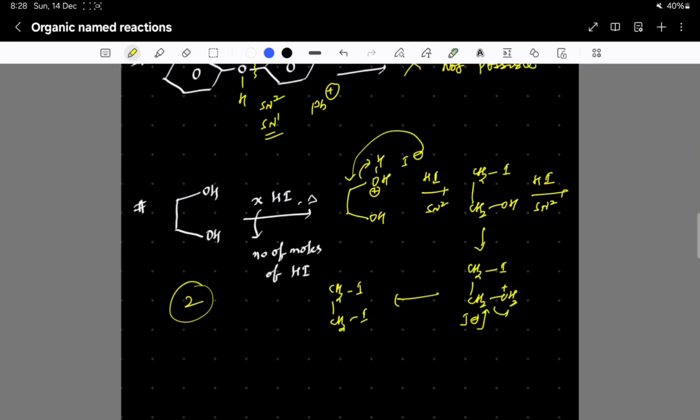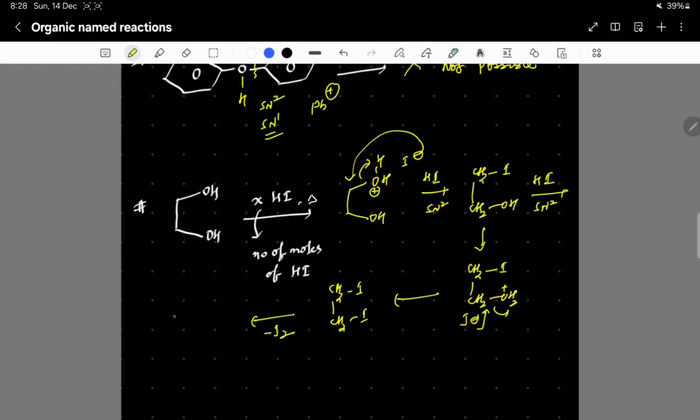Now look at this. One more very important point: we cannot go for that. One more thing is also possible. For example, these 2 iodines are there. Generally it undergoes loss of I2, right?